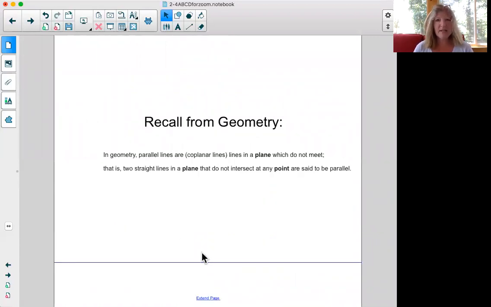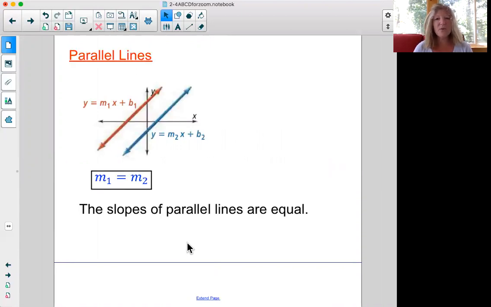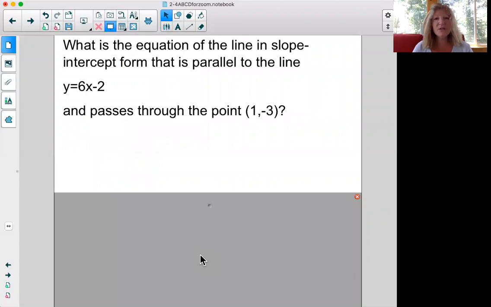So first, parallel lines. Let's recall from geometry. In geometry, you learned that parallel lines are coplanar lines, lines in the same plane, that never intersect. They have no point of intersection. And that's important to remember because then you have the visual of parallel lines that never intersect, but they're in the same plane. And you can see that parallel lines have the same steepness or the same slope. So algebraically, we know that parallel lines have the same slope. Their slopes are equal. We can use that to help us figure out the equation of mystery lines.